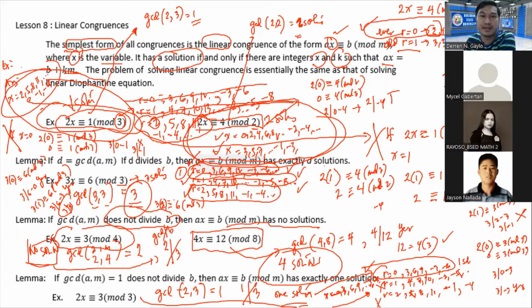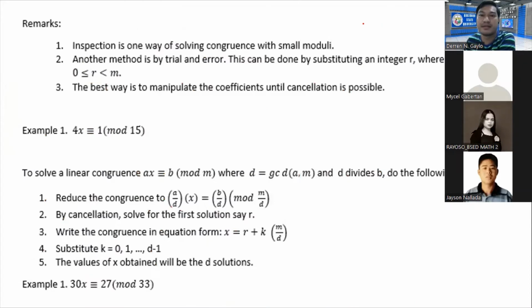Sige. Let's go to another concept. So we are now in the remarks. We're done looking into the possibility of those concepts. The first is that inspection is one way of solving congruence with small modulo. Pwede ta katong gibuhat kanina, nag-inspect rata, no? Kaya gipangita na to ang mga remainder. Kaya gamay man to, modulo 4, 3, 2, and 1. Pero kung nana ka sa modulo 100, modulo 99, lisod na kaayo nga imo siyang i-check kada remainder, tama?